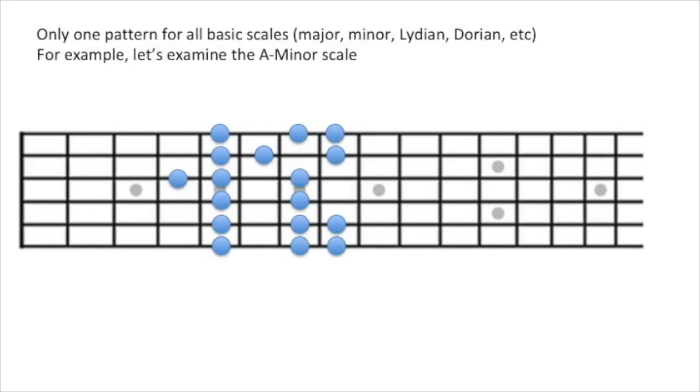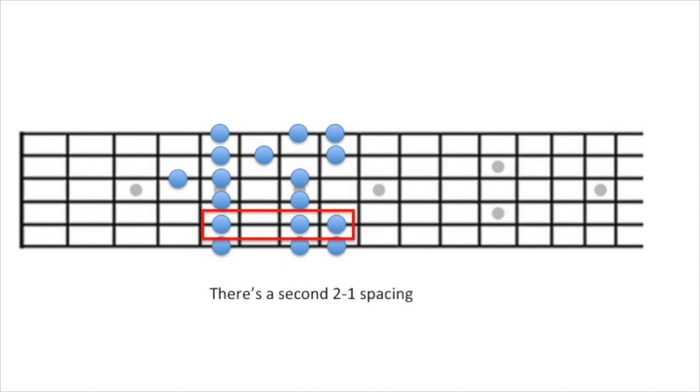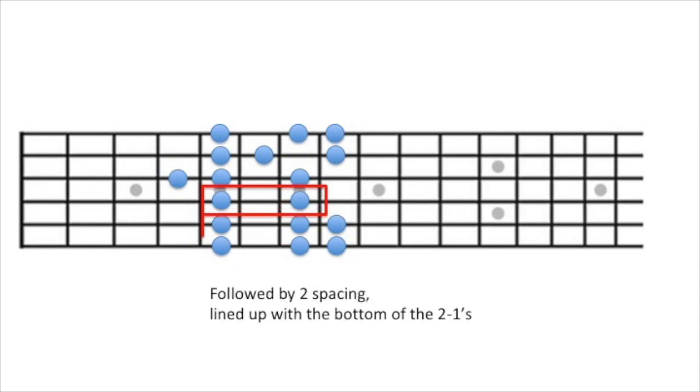Believe it or not, there is only one scale pattern. This pattern works for major or minor scales. In fact, it works for all modes. Let's start with the A minor scale since it's probably already familiar. Starting on the low E string, we'll call this a 2-1 spacing, starting at the root. On the next string we see another 2-1 spacing, and it's aligned to the first 2-1. The next higher string has a 2 spacing that is aligned to the bottom of the 2 2-1s.